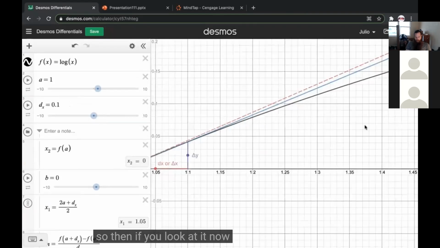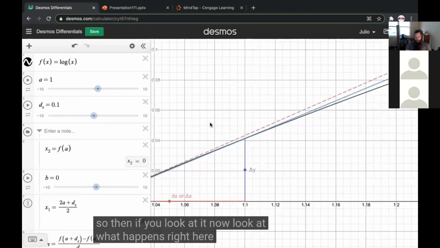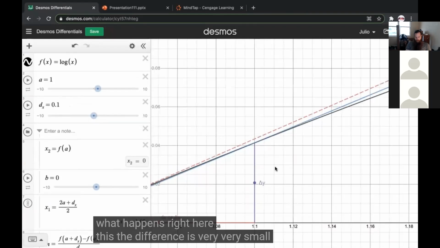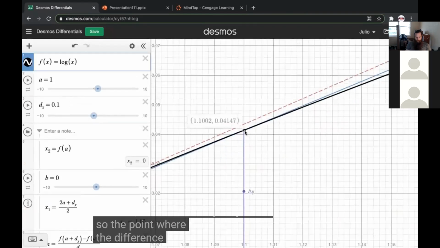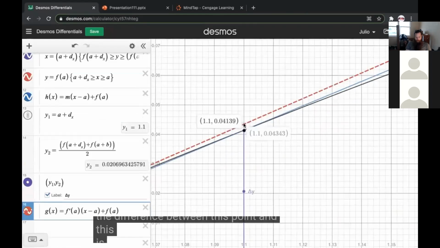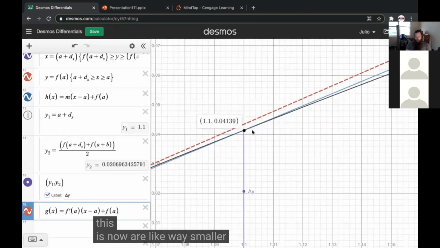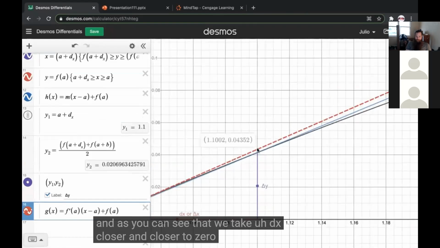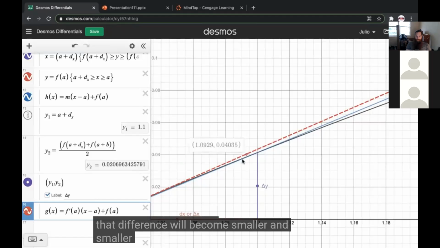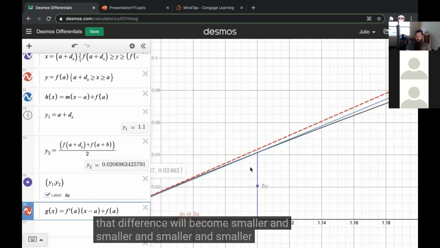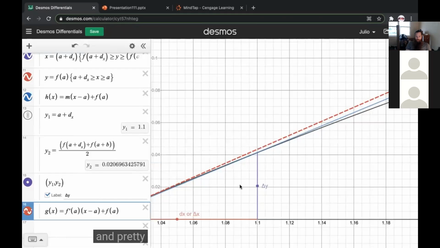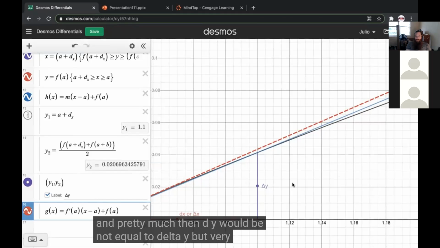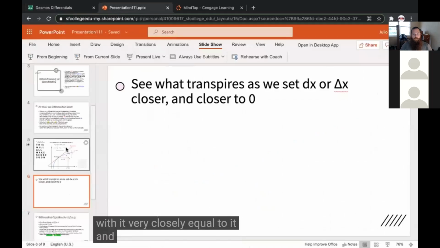So then if you look at it now, look at what happens right here. The difference is very, very small, to the point where the difference between this point and this point is now way smaller. As you can see, as we take dx closer and closer to 0, that difference will become smaller and smaller, and pretty much dy would not be equal to delta y, but very closely equal to it.